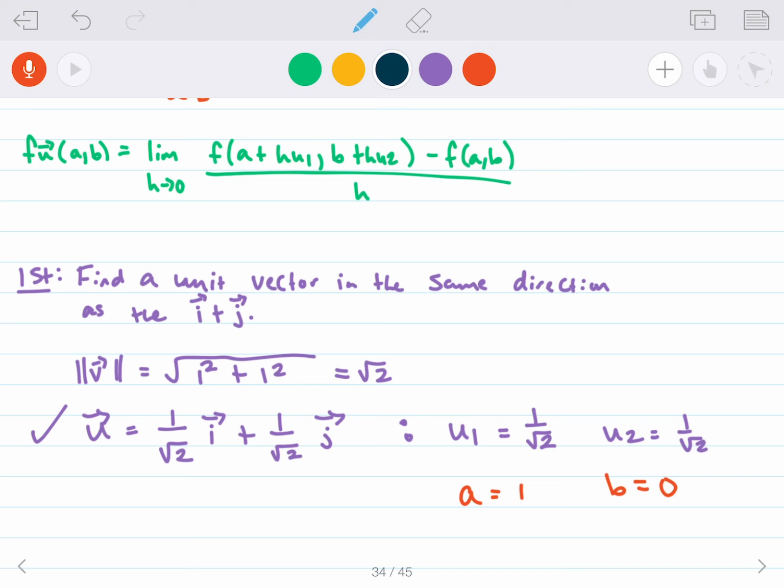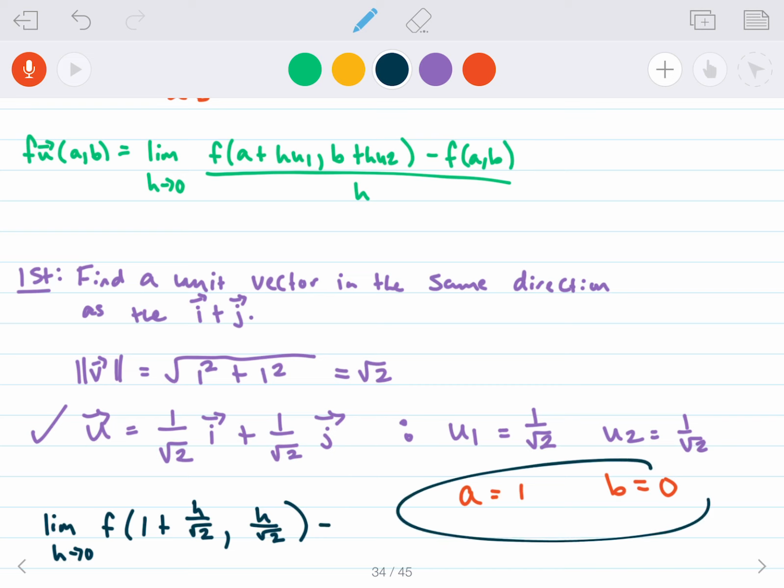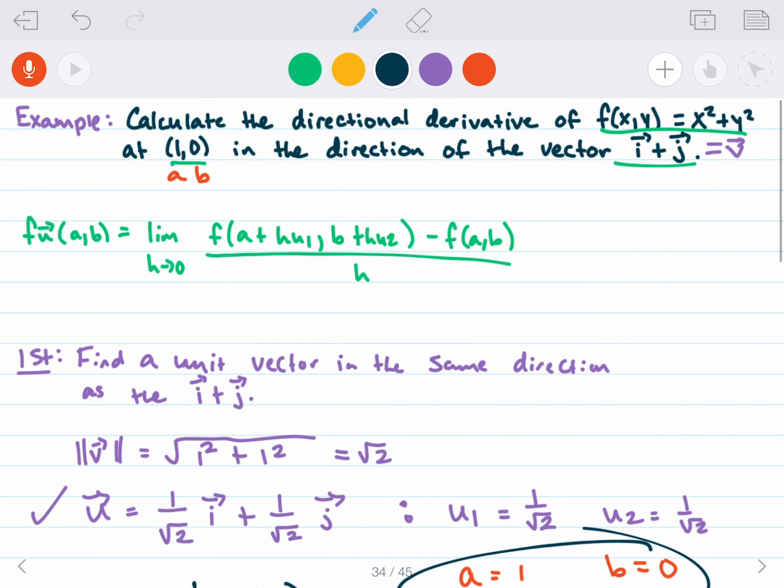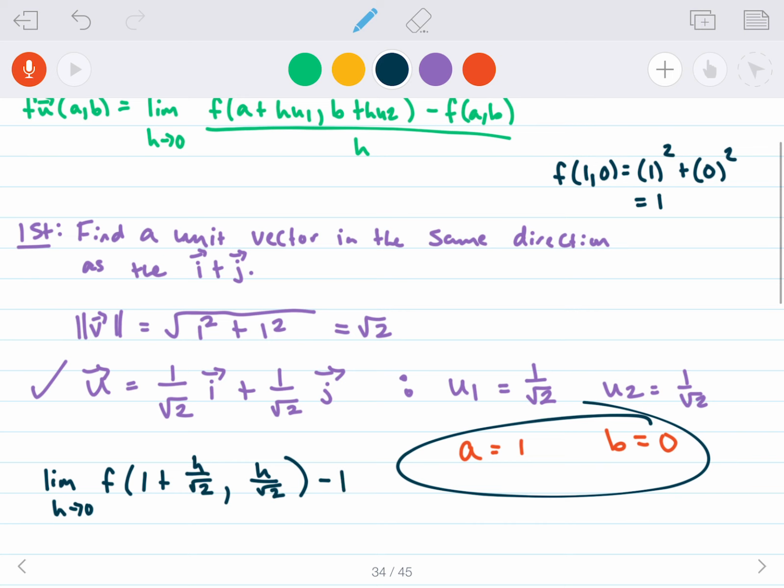So let's go ahead and plug in everything into our formula. So we have the limit as h goes to 0 of f of, okay, so we have 1 plus h times u1, so this is h times u1, comma, b, which is 0, plus h times u2. So this is minus f of a comma b. So if I plug in 1 and 0 into my surface function, f of a comma b is just 1 squared plus 0 squared, which is 1. Okay? So that's going to be minus 1 all over h.